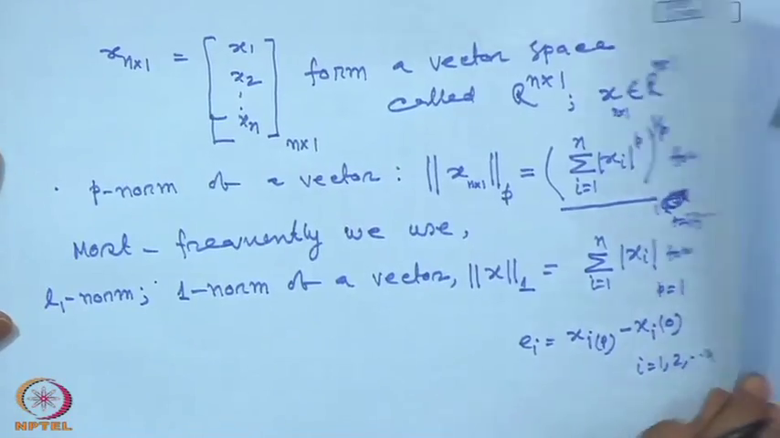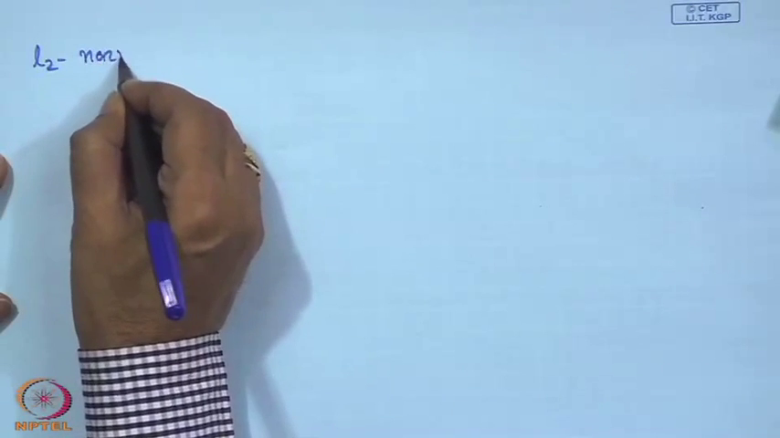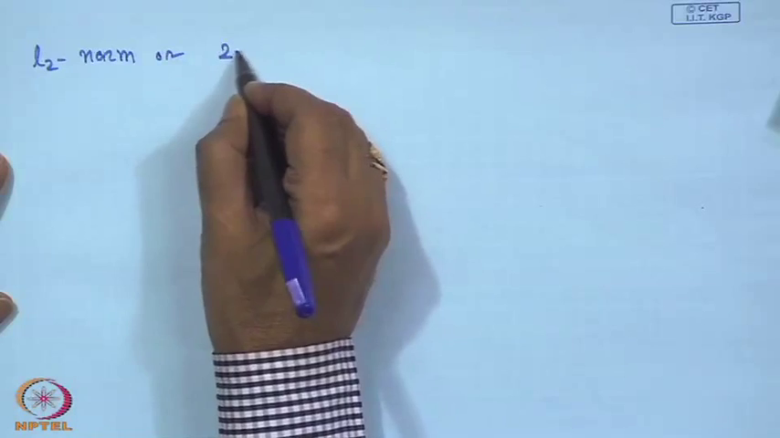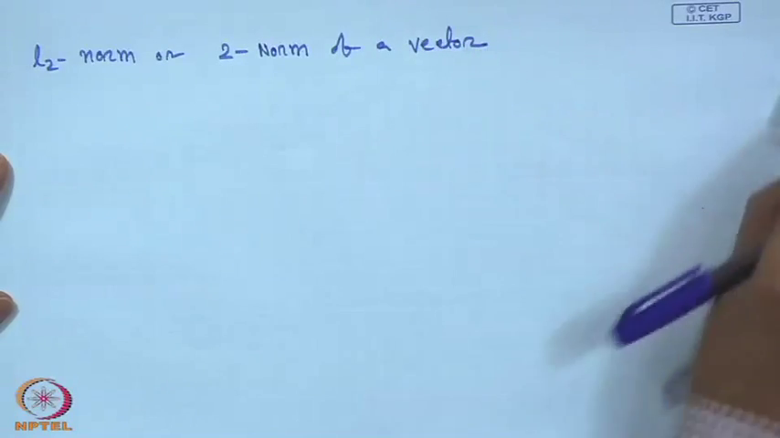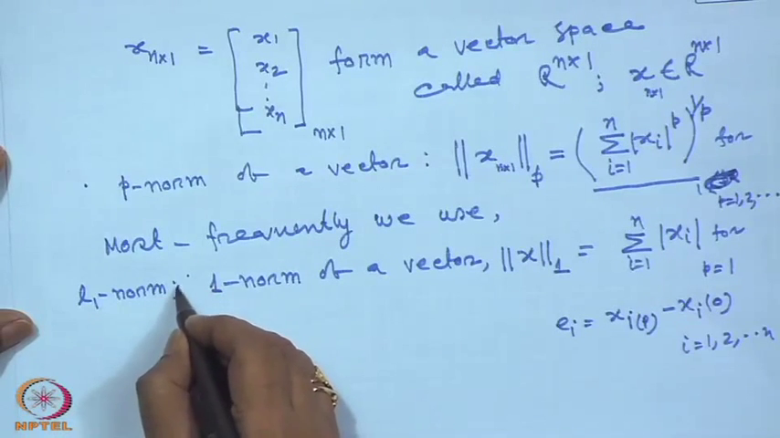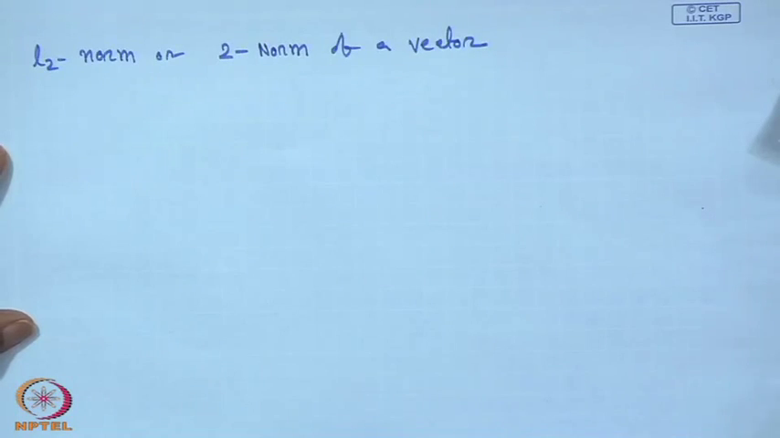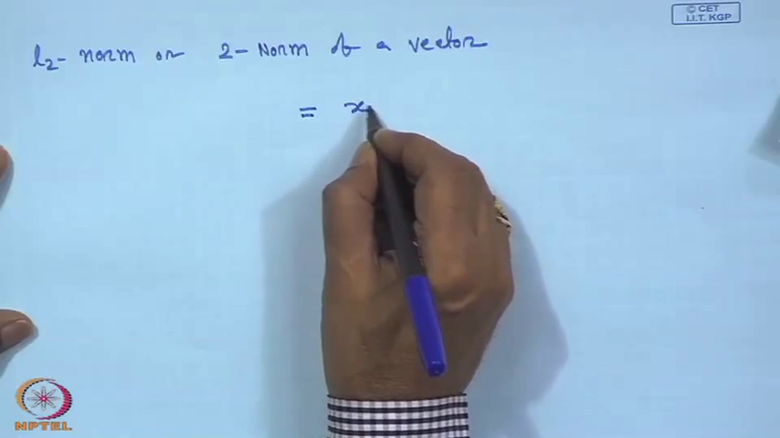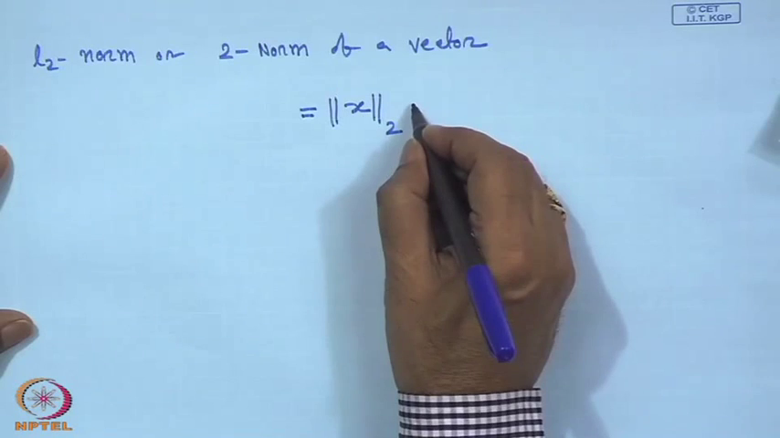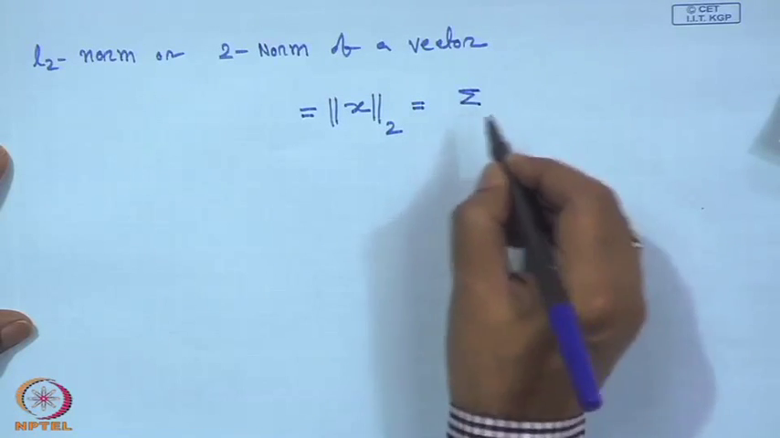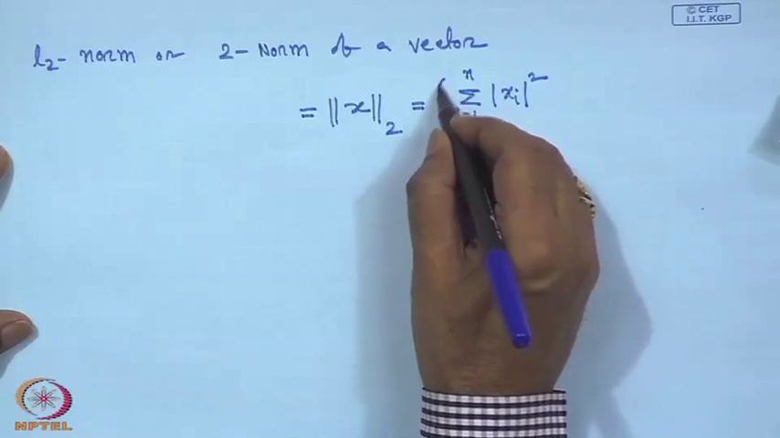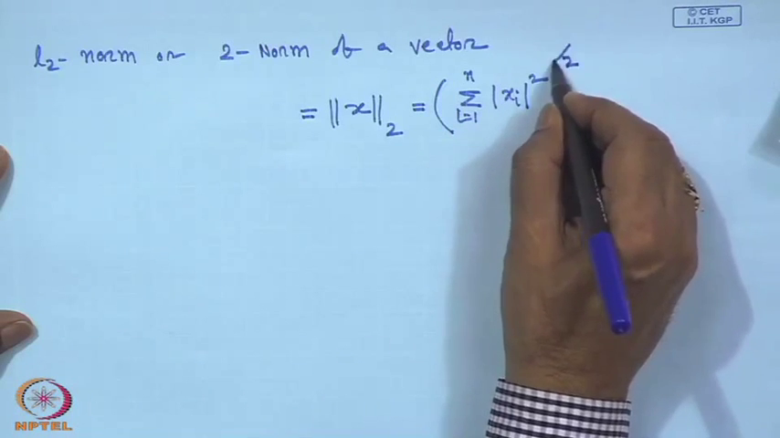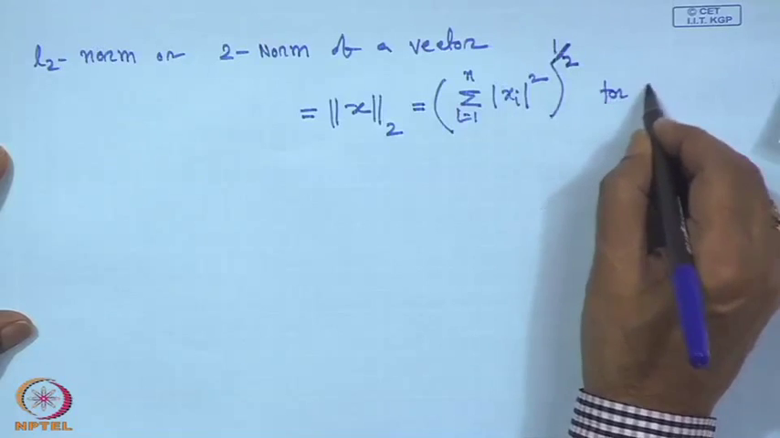Next is your norm 2. When is it norm 2? It is nothing but p is equal to 2, the L2 norm, or it is called the 2 norm of a vector. So, the 2 norm of a vector is what? It is denoted by x with suffix 2, and it is nothing but the summation of i is equal to 1 to n of mod of x i squared, whole to the power of 1 by 2, the square root. Here p is equal to 2.